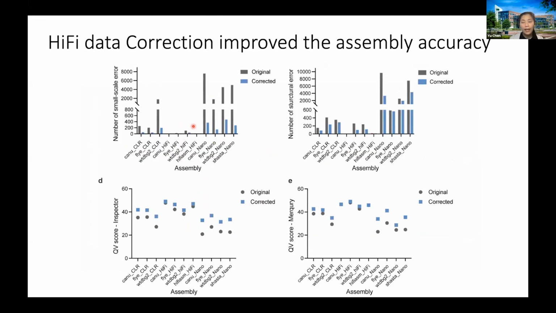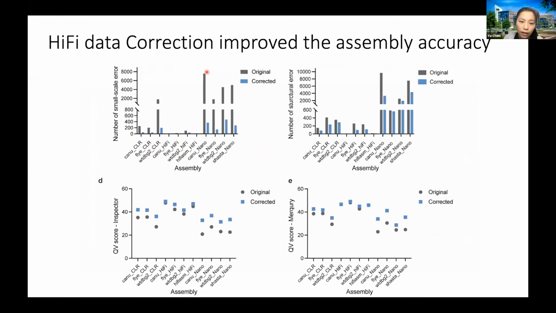So eventually we have the error correction function. So we applied error correction with the HiFi reads, and then we evaluated the original and also the corrected assemblies to see if we have improved the quality of the assembly. So here we have the number of small scale errors and also the number of structural errors. The gray is the original assembly and blue is the corrected.